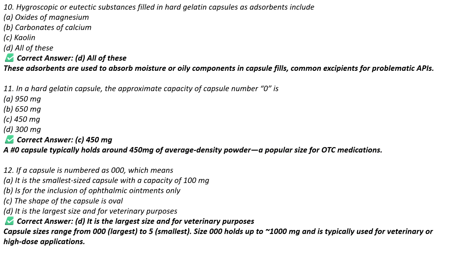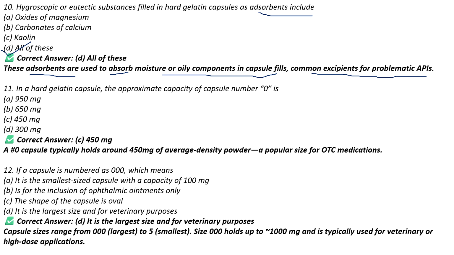Moving on to the next question, hygroscopic or eutectic substances filled in hard gelatin capsules as adsorbents include. Options are oxides of magnesium, carbonates of calcium, kaolin, or all of these. These adsorbents include all of the above: oxides of magnesium, carbonates of calcium, and kaolin. They are used to absorb moisture or oily components in the capsule fills, common excipients for problematic APIs. API stands for active pharmaceutical ingredient. So we can say option D, all of these, is the correct answer.